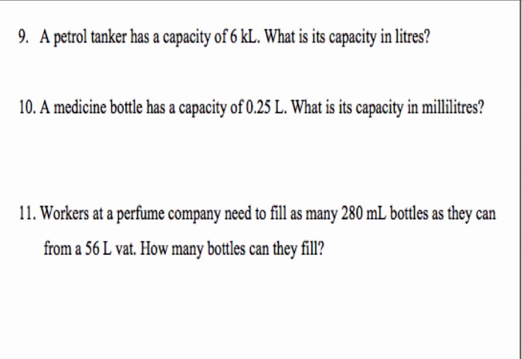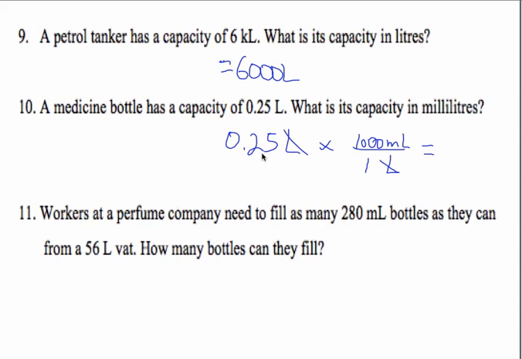Alright, next couple of problems. A petrol oil container has a capacity of 6 kiloliters. That is equal to 6,000 liters. A medicine bottle has a capacity of 0.25 liters. What's its capacity in milliliters? Well, take 0.25 liters and multiply it by a fraction with L on the bottom so it cancels, and there's 1,000 milliliters in 1 liter, so you multiply by 1,000 and you get 250 milliliters.